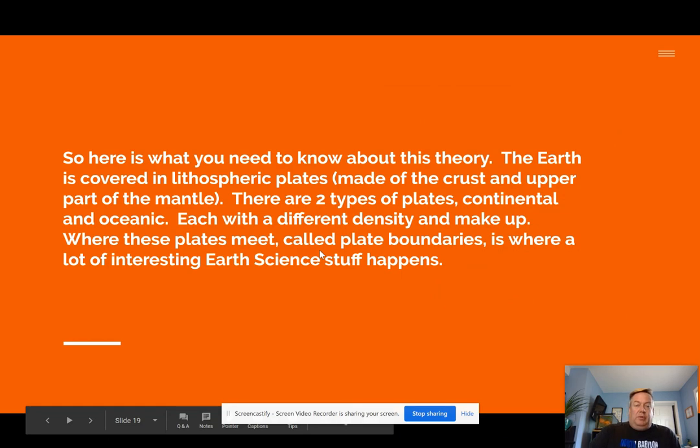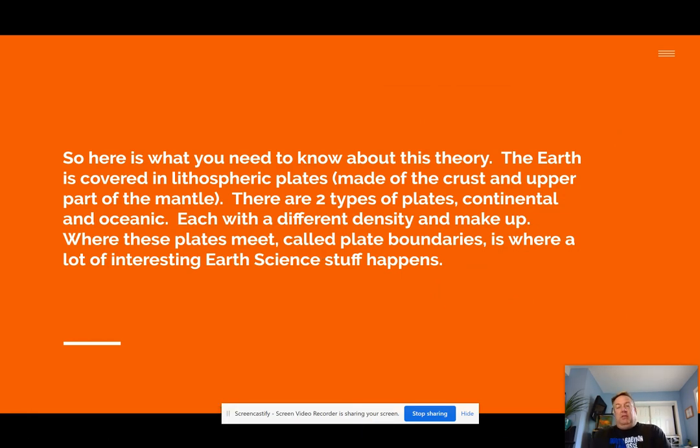So, I'm going to give you the theory of plate tectonics very, very quickly in a nutshell. The Earth is covered in lithospheric plates. The lithosphere is the top part of the crust, or the crust and the upper part of the mantle. Think about when you bake brownies and you see all the cracks on the top of the brownies. Each one of those little sections is like another plate on the Earth.